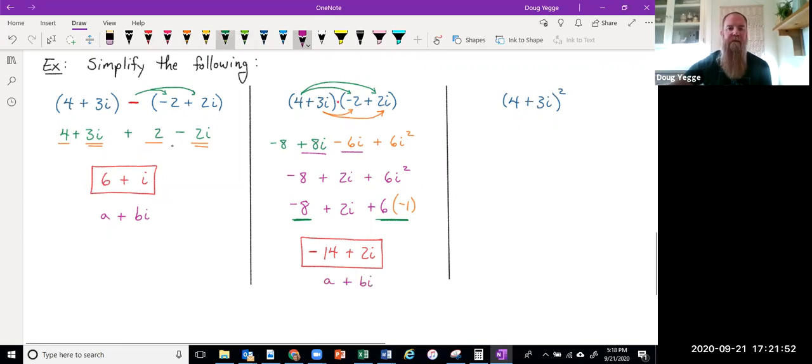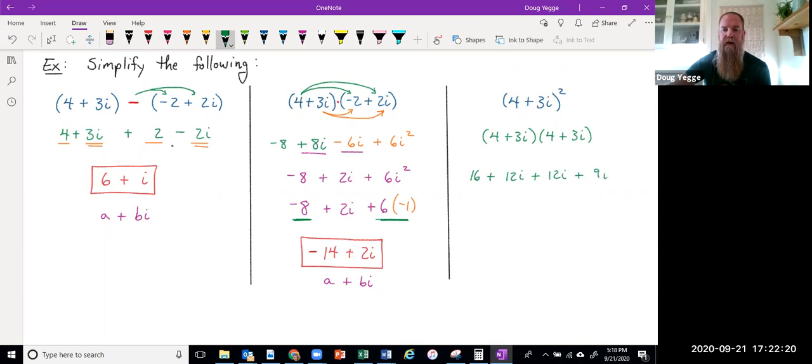Now for this last example, what oftentimes we have a tendency to do is distribute the square. We've got to be very careful because that's not what it means to square something. What it means is to multiply it by itself. And notice that now that turns right into the type of problem that we just did in the center. Expanding gives me 16 plus 12i plus another 12i plus 9i squared.